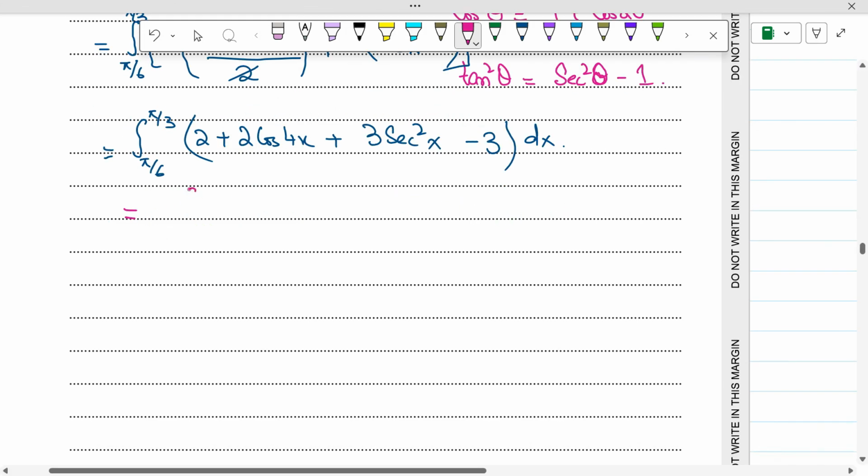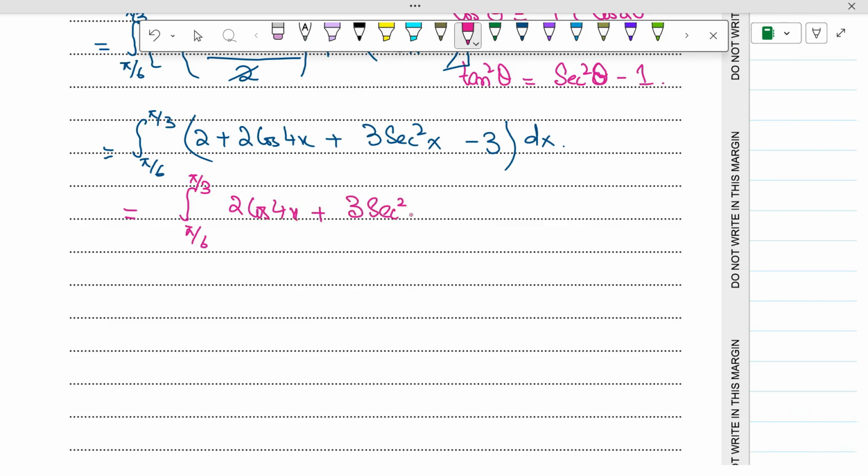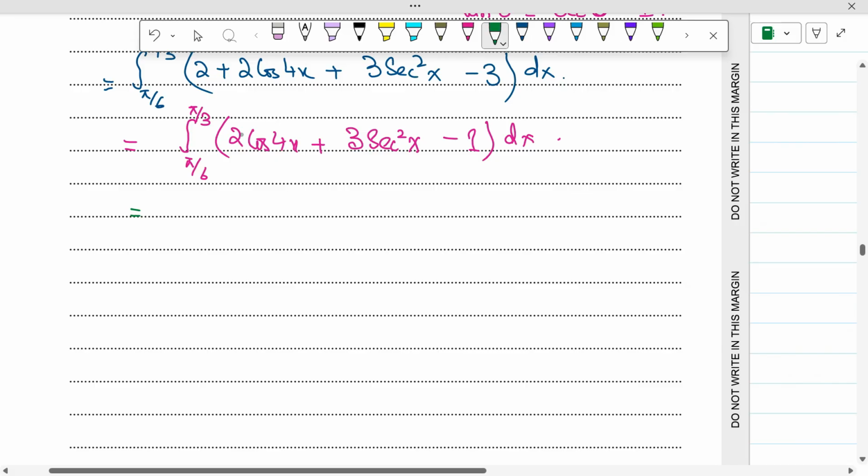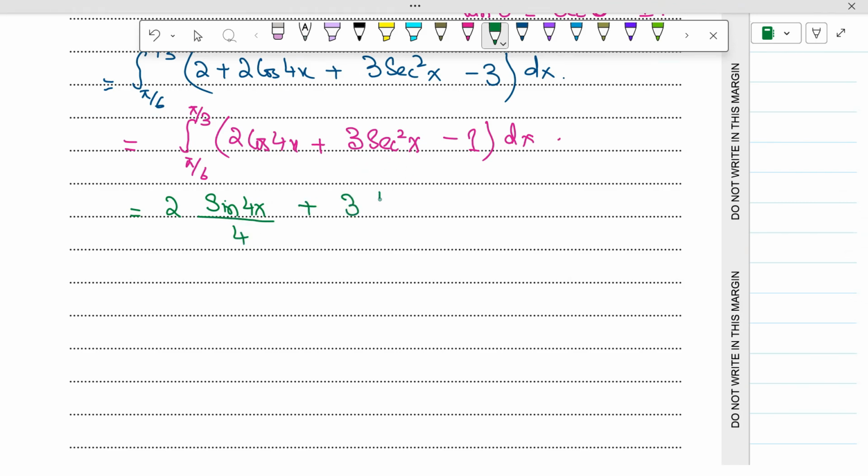Further solving, we will have the integration from pi by 6 to pi by 3 of 2 cos of 4x plus 3 secant squared of x minus 1 with respect to dx. Now apply the integration first. So 2 times the integration of cos of 4x is sine of 4x over 4, plus 3 times the integration of secant squared of x is tangent of x, and the integration of 1 is x. Limit from pi by 6 to pi by 3.